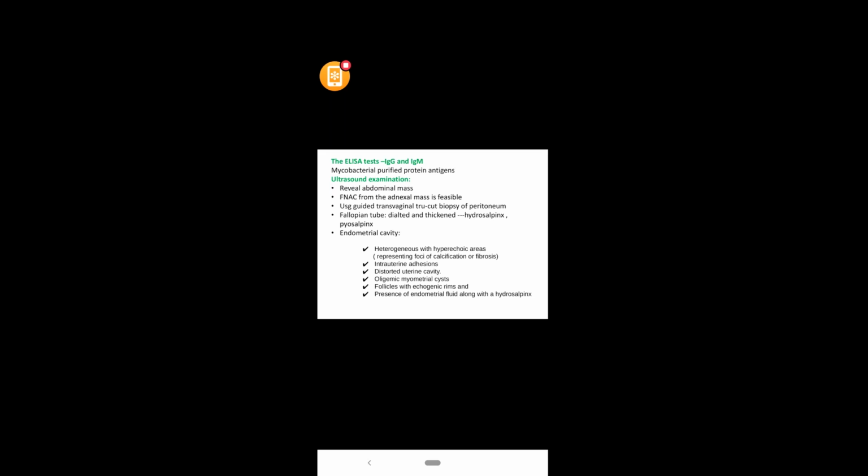And next is the endometrial cavity. The appearance will be like this. There will be heterogeneous or hyperechoic areas, that is, foci of calcification or fibrosis can be seen. And in the intrauterine cavity, there will be adhesions, like Asherman syndrome, and the cavity will be distorted, with myometrial cysts seen, and follicles with echogenic rims in the presence of endometrial fluid along with the hydrosalpinx. These are all findings in the endometrial cavity of those infected with TB.